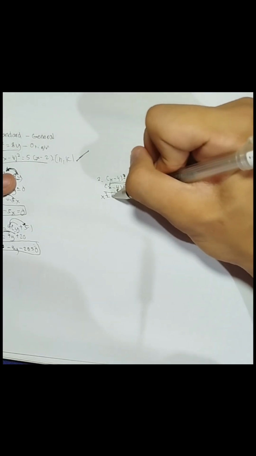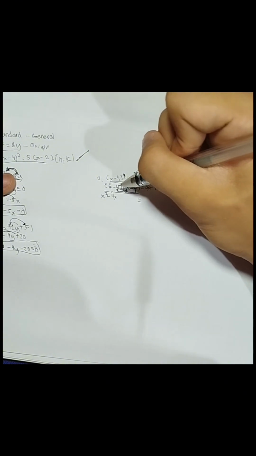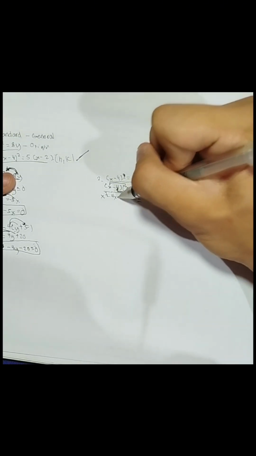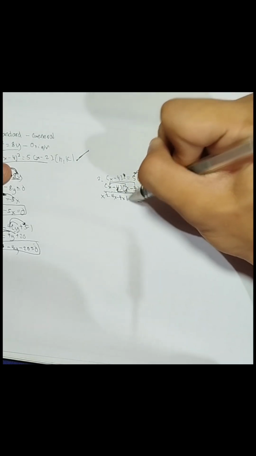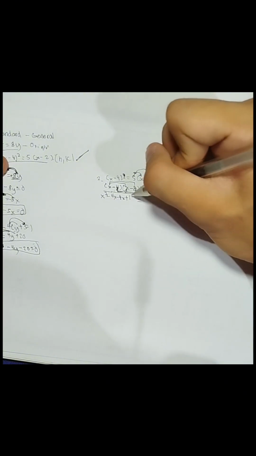So x times x is equals to x squared. Negative 4 times x is equals to negative 4x. Next, negative 4 times x is equals to negative 4x, same as the other one. And negative 4 times negative 4 is 16, since negative times negative is positive, so 4 times 4 is 16. Boom.